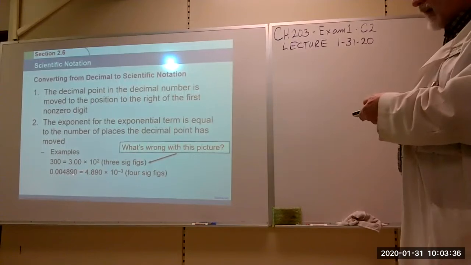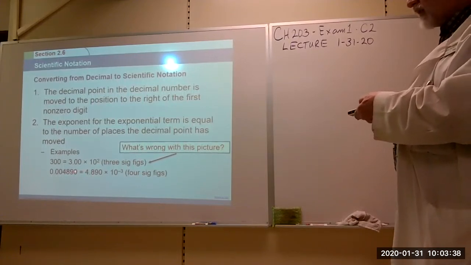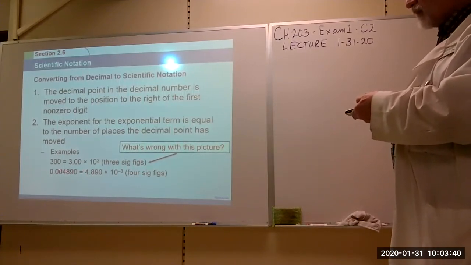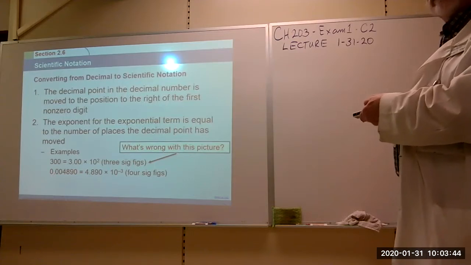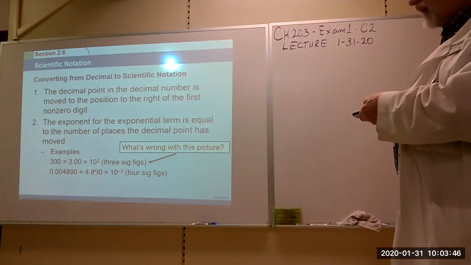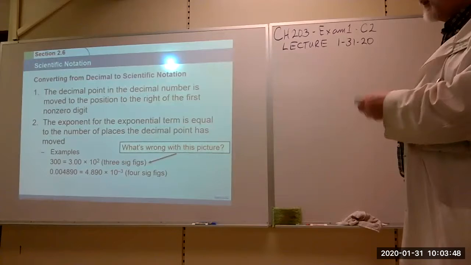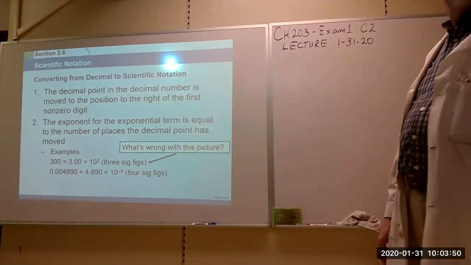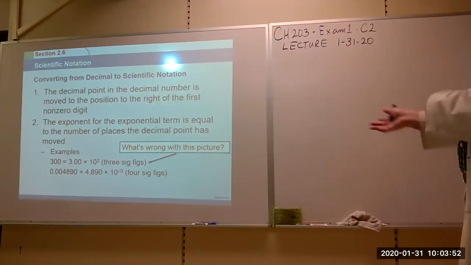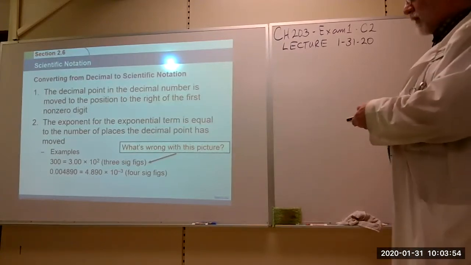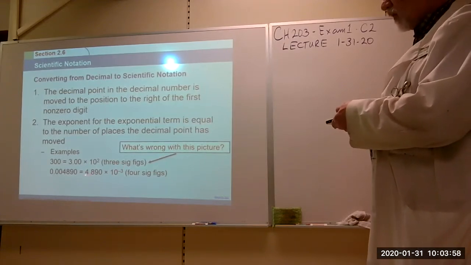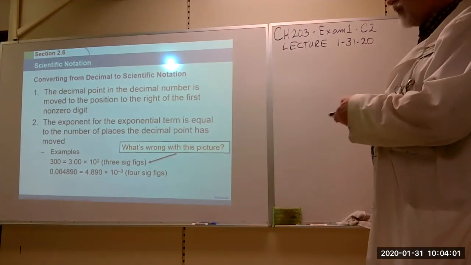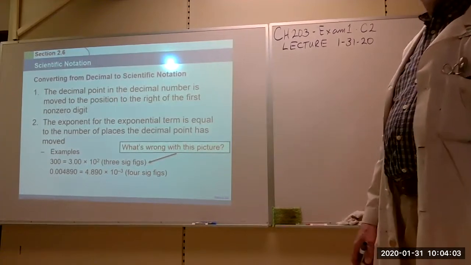So this one is correct because all of those are significant, but not those. That 0 is significant because there's a decimal there, so we keep it. 4.890 times 10 to the minus third is correct for that one. And you can go backwards if you need, right? If you have a negative 3 here, you just move the decimal to the left: 1, 2, 3. Then you put zeros in as placeholders, but they're not significant.